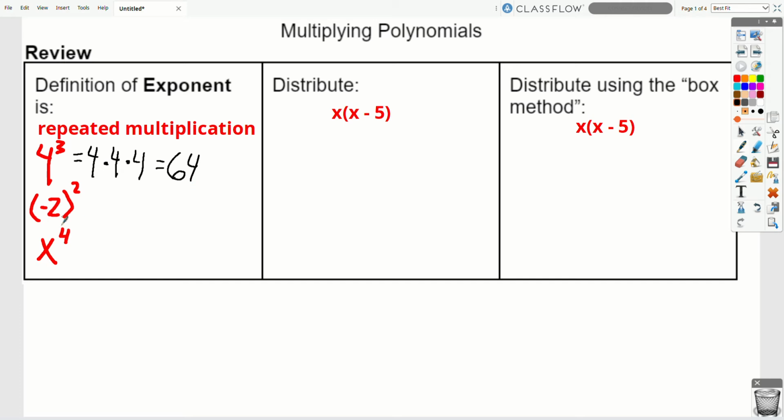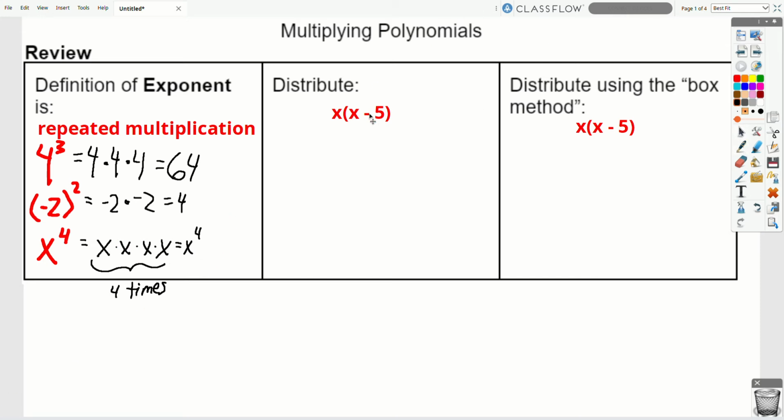which gives us 64. Even if we have a negative number to the exponent, that means we take the negative 2 and multiply it by itself 2 times. That's going to equal 4. And the same thing applies to variables. X to the 4th power means we take the x and multiply it by itself 4 times. Whatever number is in the exponent, that's how many times it multiplies by itself. But of course, we expanded to x to the 4th, and then we can put it back to x to the 4th if we want.